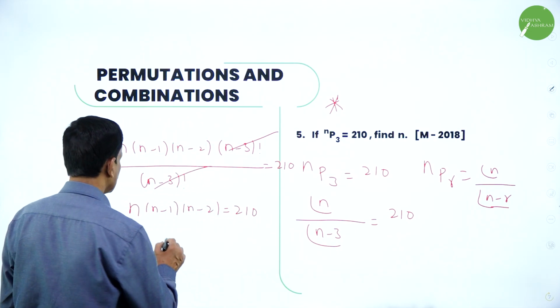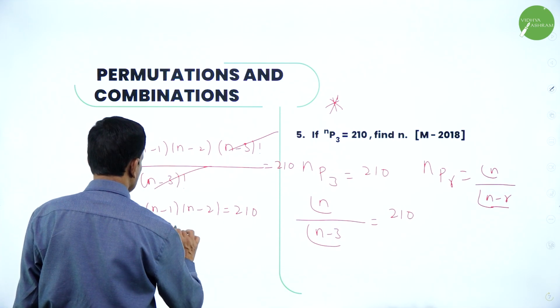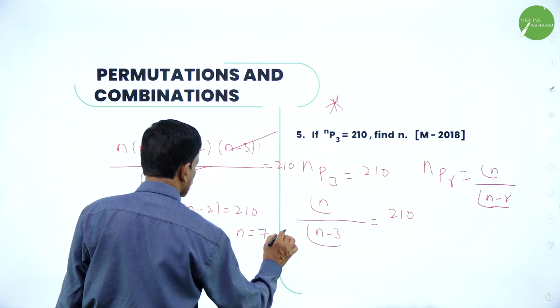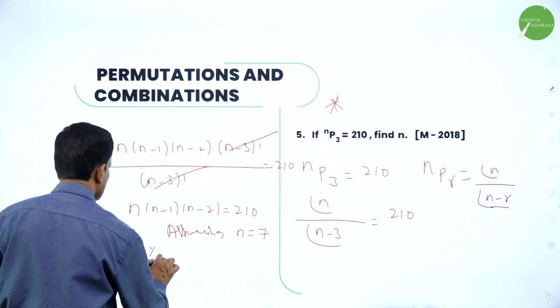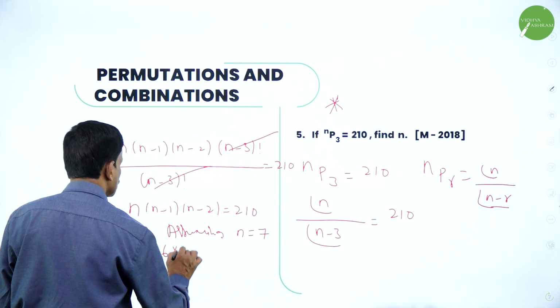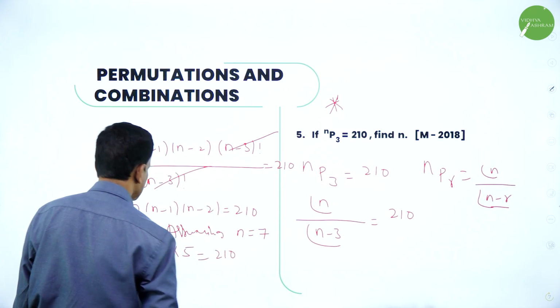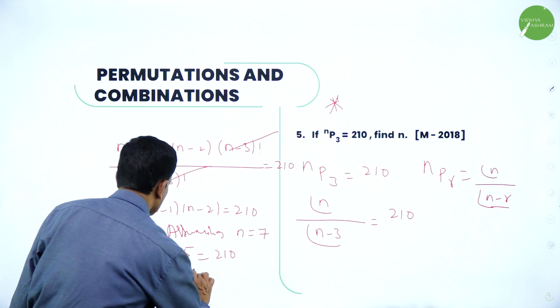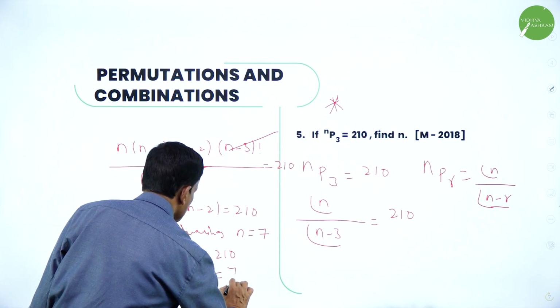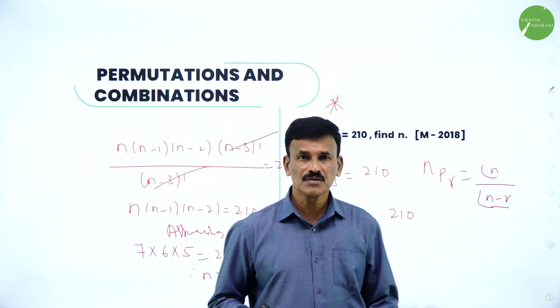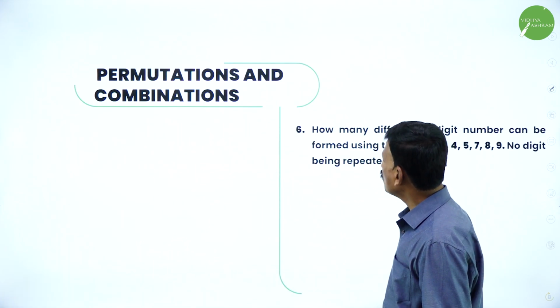So, by trial and error method, assuming n is equal to 7, what will you get? 7 into 7 minus 1 is 6, into 7 minus 2 is 5. That's equal to 210. That's it. So, therefore, the value of n is equal to 7, right? That's it. This is how we are going to solve this problem. Now, move on to the next.